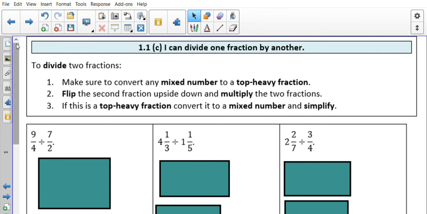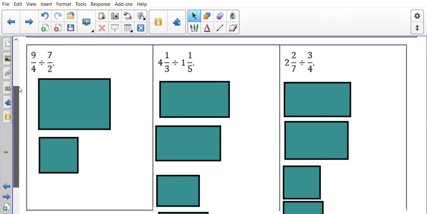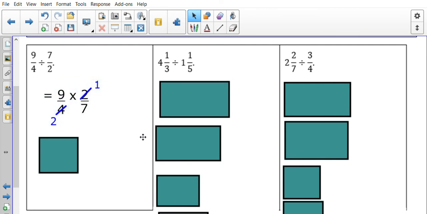Right, let's look at the first one. Okay, so your strategy, remember, is to flip the second fraction, change it to a multiplication. Check to see if either of the diagonals can be simplified. One of these can, it can be divided by 2. And then multiply your numerators together and then multiply your denominators together. So your final answer for the first one was 9 over 14.